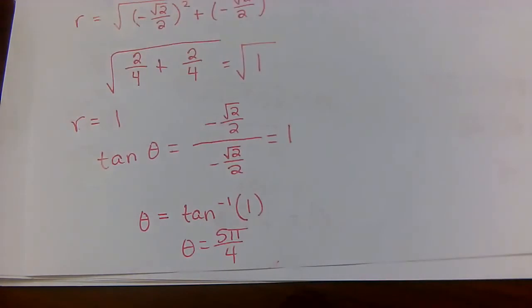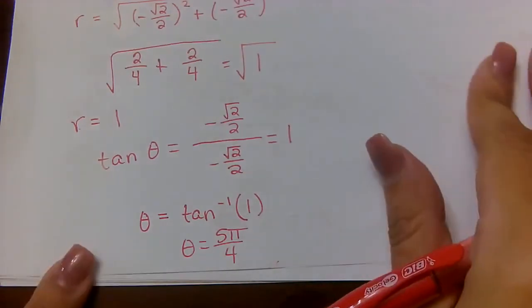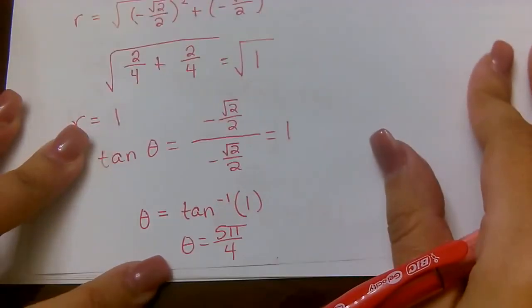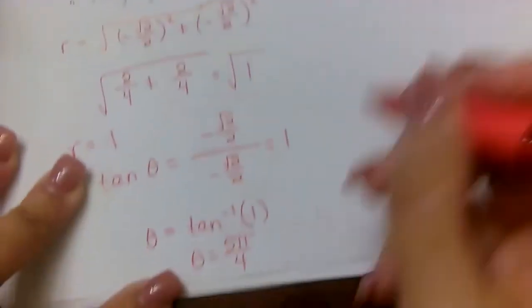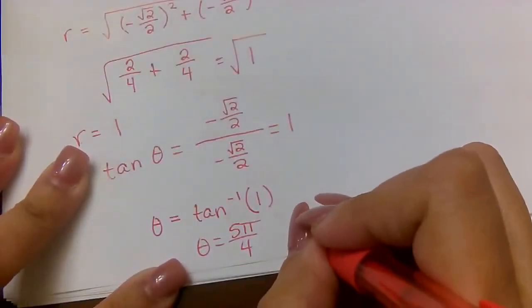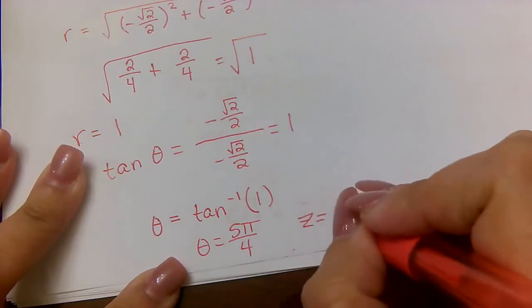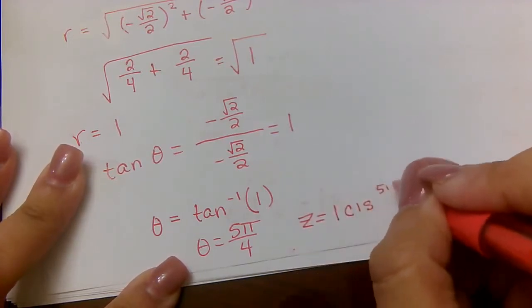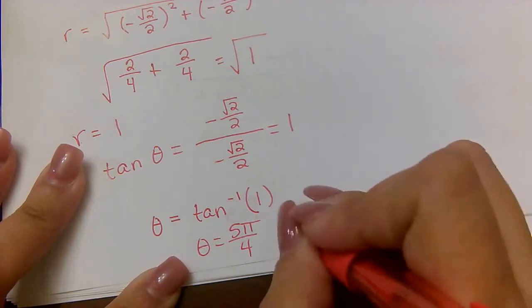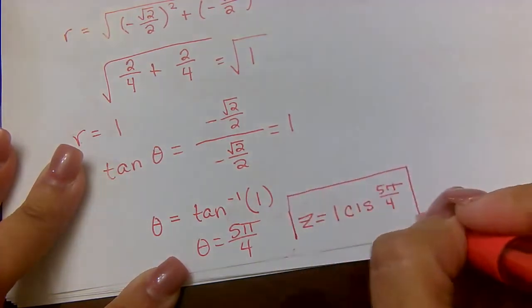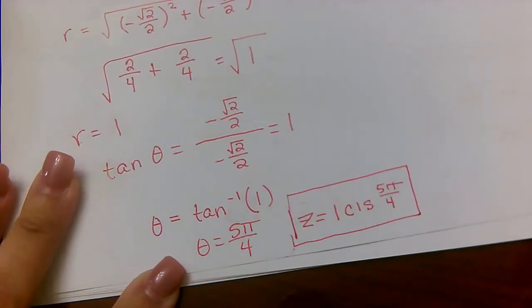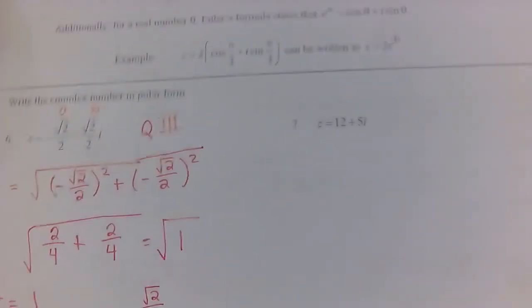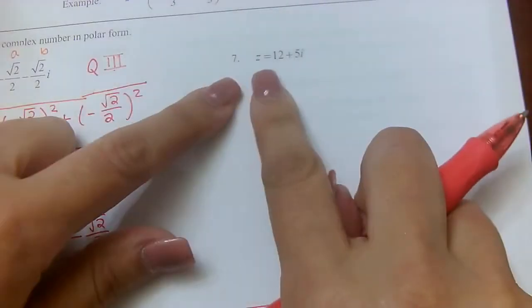So when I write my complete answer, I have R now and I have theta. I can put Z is equal to 1 CIS 5 pi over 4. And this will be your answer for number 6. Okay. Number 7. Same thing.